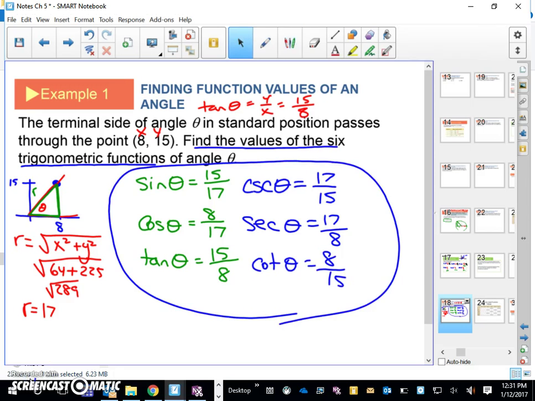Find the 6 trig function values. There they are. What did we just find? A trig function is a relationship between an angle and 2 of the sides. So we found all of those relationships.